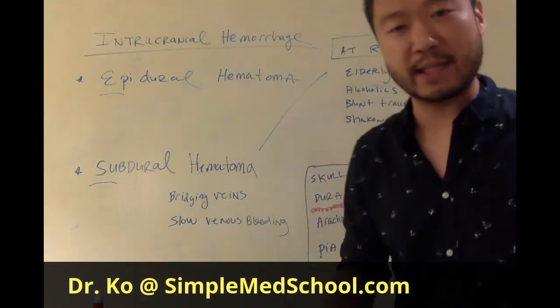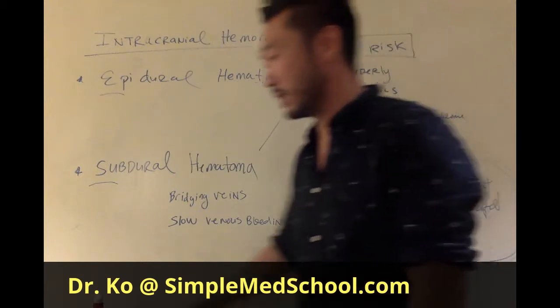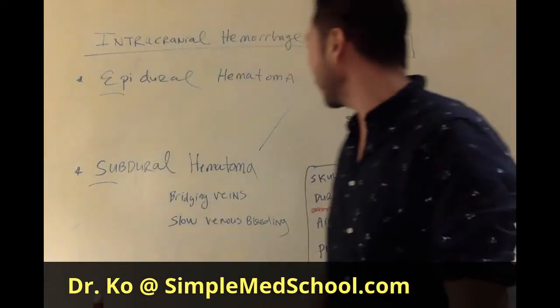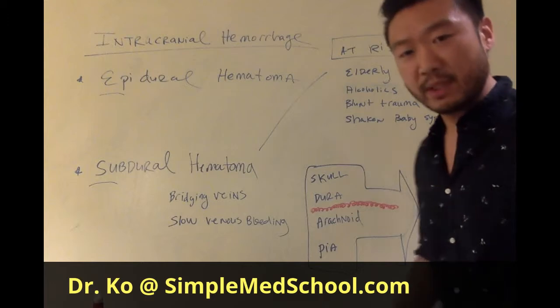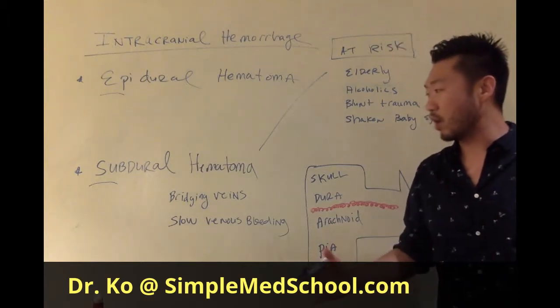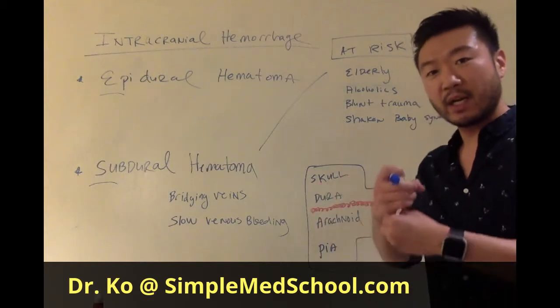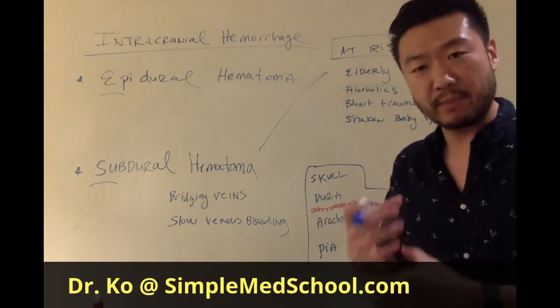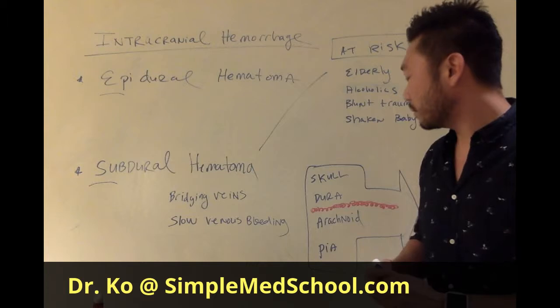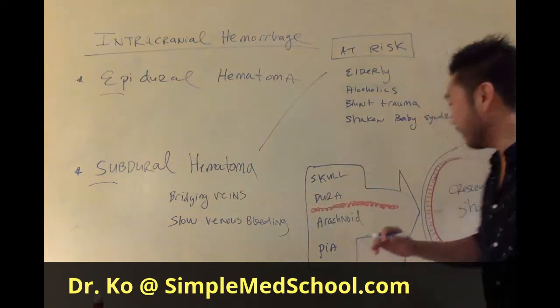We're going to get on to the next topic, subdural hematomas. So, a little different with subdural hematomas. It's going to be a slower bleeding versus the epidural, where it was a rapid gush of blood from the middle meningeal artery. So, let's review the anatomy briefly.